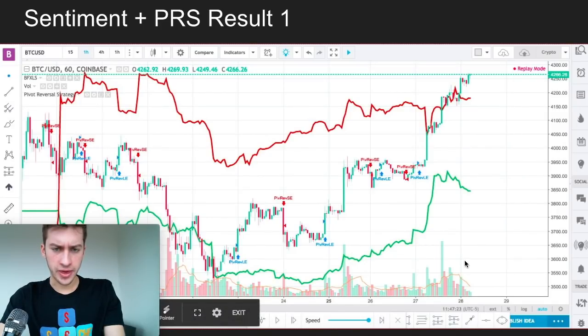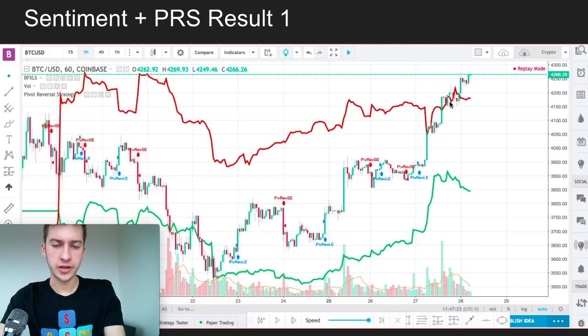If we had bought that right here, then we would have been fantastic in profit all the way up to here. We would have made at least around 3,700 to at least around 4,300 before the market began to retrace a bit and then continue moving upward.